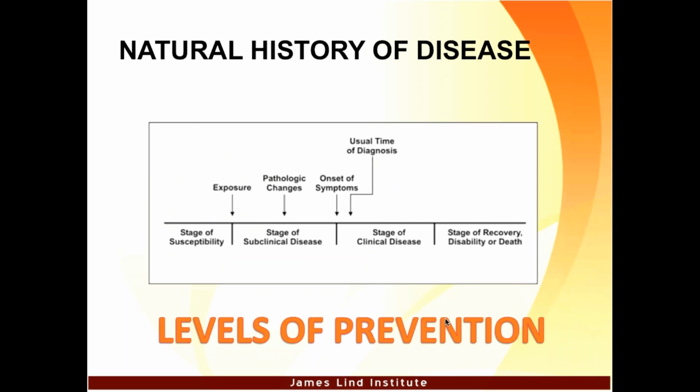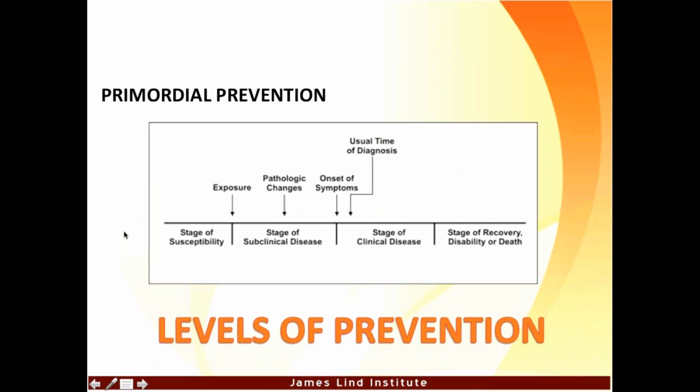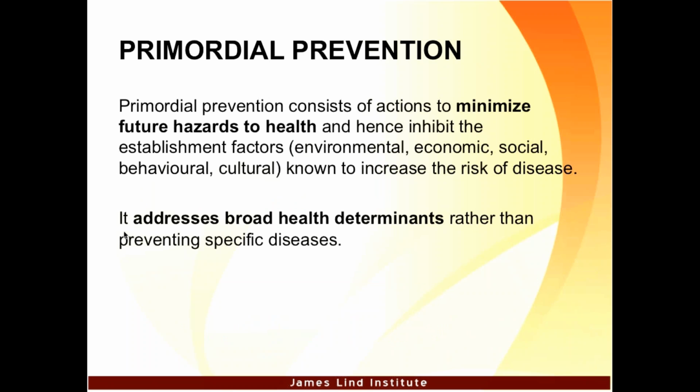So I'm going to bring you back to our natural history of disease. And you'll see as we go through this, the different levels of prevention pretty much speak to these different stages. However, there's been an additional stage added in over here, which is actually trying to prevent the risk factors themselves. So let's have a look at what that means. This particular stage is called primordial prevention. Primordial happens before primary. What is it? Primordial prevention consists of actions to minimize future hazards to health and hence inhibit the establishment of risk factors, which are known to increase the risk of disease. These factors might be environmental, economic, social, behavioral, or cultural, and it addresses broad health determinants rather than preventing specific diseases.